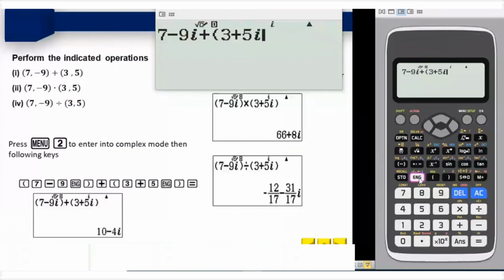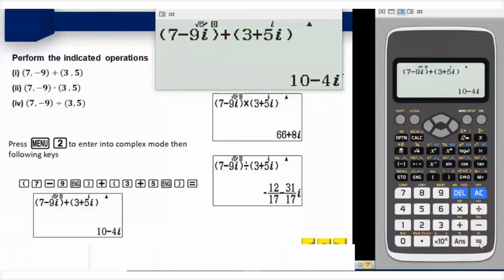It is always advisable to write the complex numbers within brackets. So 7 minus 9 iota plus 3 plus 5 iota. The addition of complex numbers is very similar to algebraic addition and subtraction. So I will get 10 minus 4 iota. All those people who have studied complex numbers will realize that this is the answer which we would have achieved if we would have solved it manually.